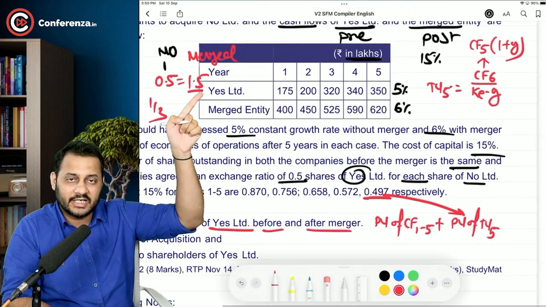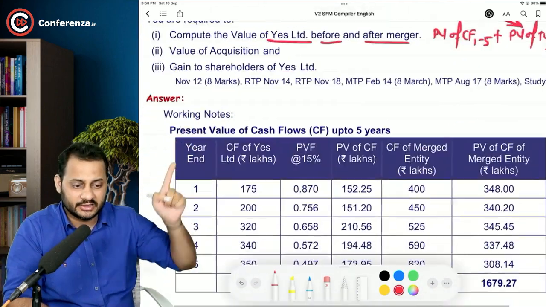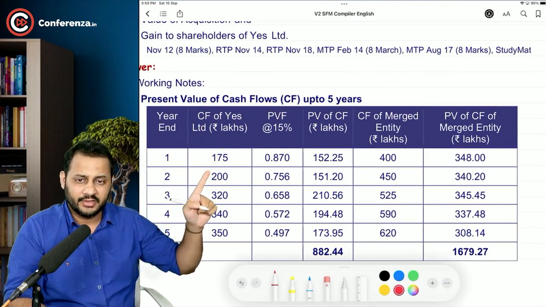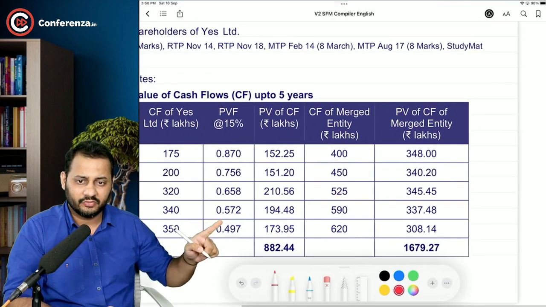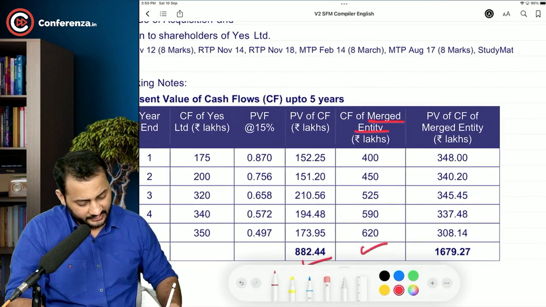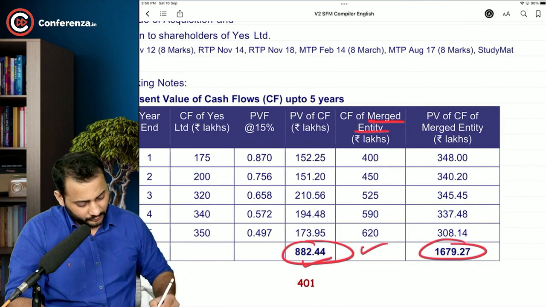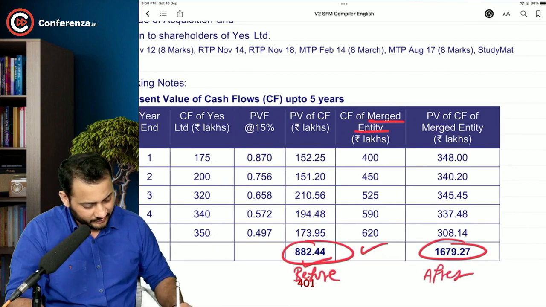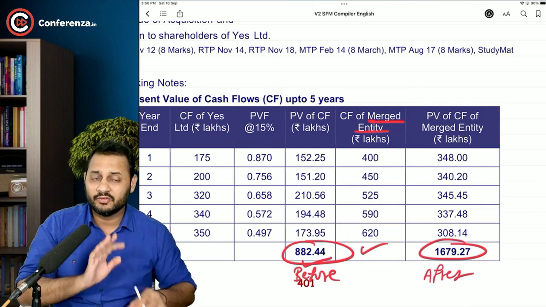That means with these cash flows. After merger with these cash flows. Let's have a look. Present value. Cash flow of Yes Limited. Present value factor for the 5 years. And this is the present value. This is the merged entity. And this is the present value. So both of them are Yes Limited. This is before merger and this is after merger, but this is the cash flow for only first 5 years.